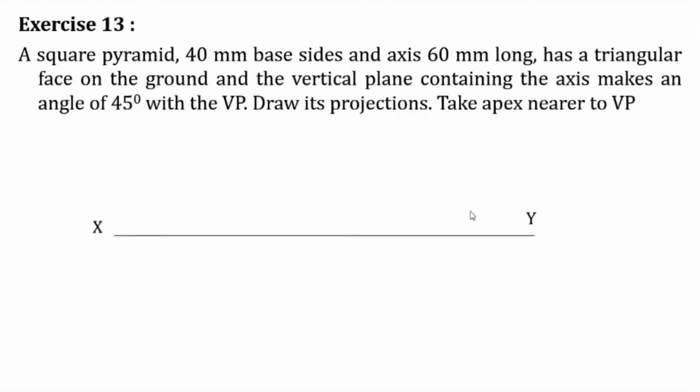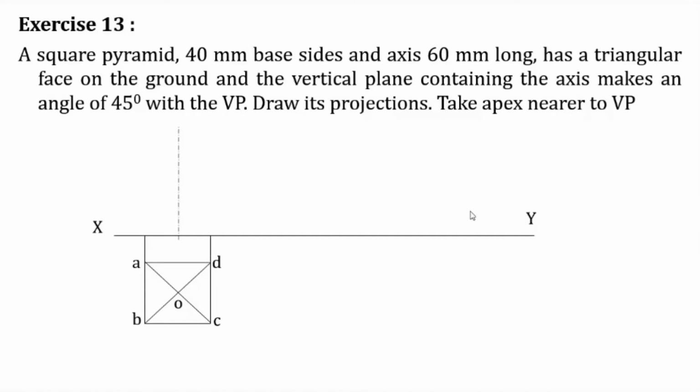Since it is resting on the HP, or on the ground, the top view will be the square. The square is drawn, and the diagonals also you have to draw. Why are diagonals required? Since they represent the slant edges. Without the diagonals, it won't be the top view of a pyramid. So A, B, C, and D, then apex is O.